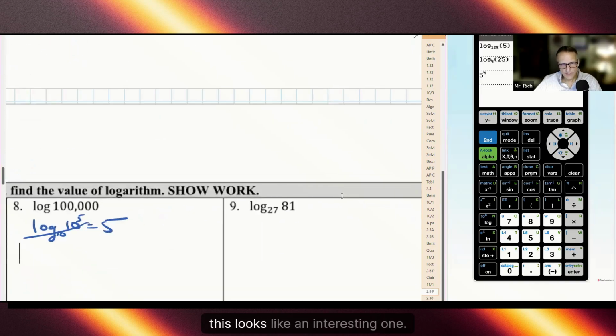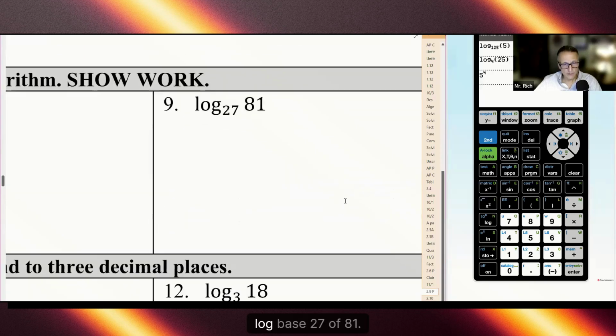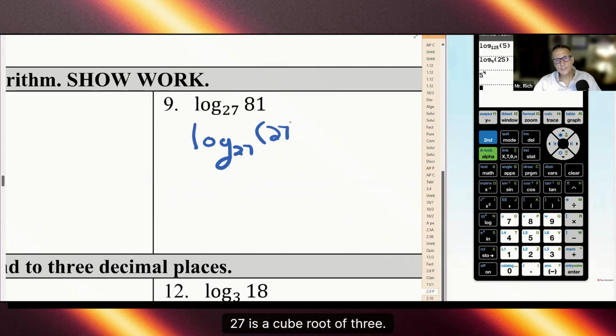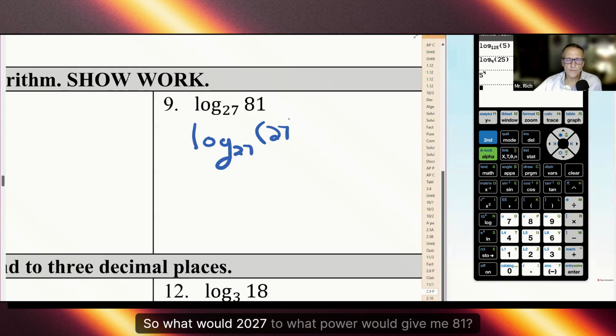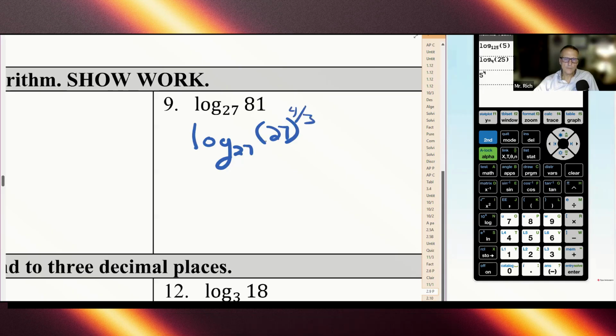All right. Okay. This looks like an interesting one. Log base 27 of 81. Well, I want to, wow, so 27. See, 27 is a cube root of 3. So 27 to what power would give me 81? I think that's to the 4/3 power, because the cube root of 27 is 3. 3 to the 4th is 81. Okay, so you need to, right?